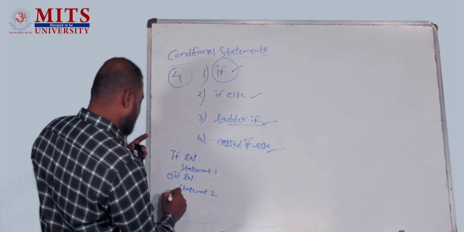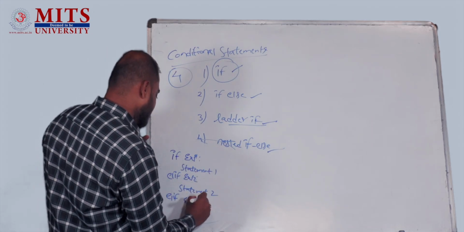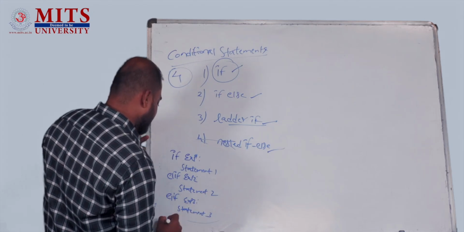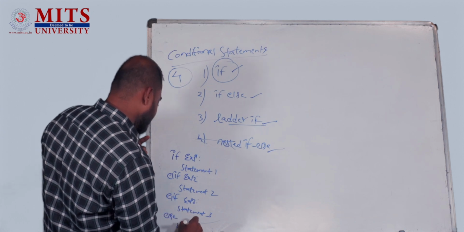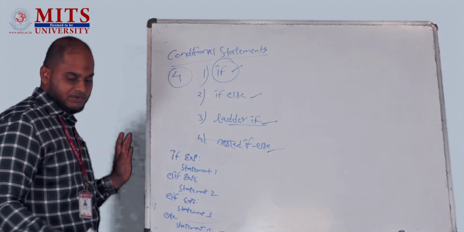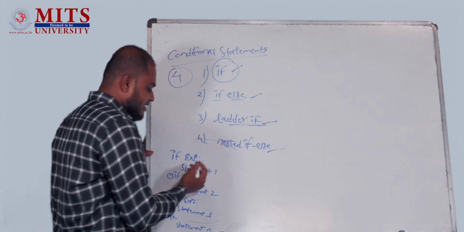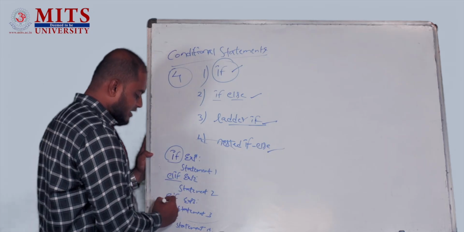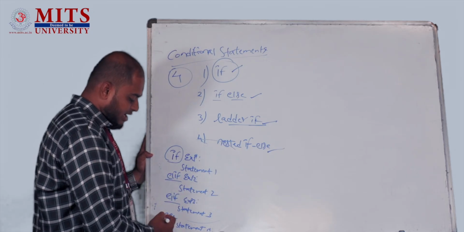and then followed by elif, expression 3, followed by statement 3, and then else. At last it will have else, that is statement n. So this is called ladder if. In if else we had only either if or else. In ladder if, it is like a ladder structure, where one if will be there, after that we will have many elifs. You can have only one elif or multiple elifs. Then at the last it will have else.